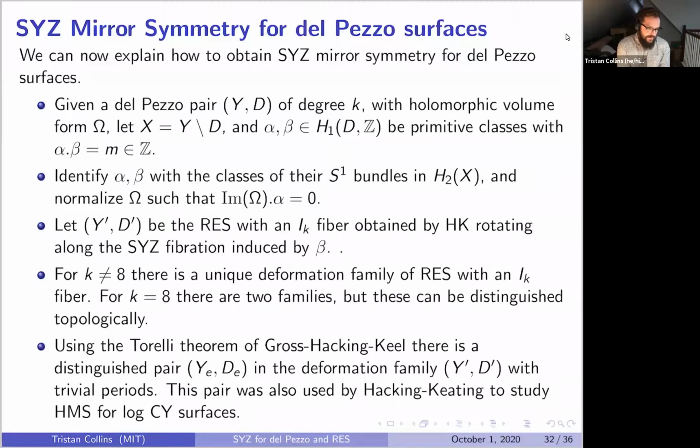So now we can use the Torelli theorem of Gross–Hacking–Keel, and discover that there's a distinguished element in the deformation family of Y', D', which we'll call Y_E, D_E, which has trivial periods. And that's good for us because, if you remember, the Tian–Yau metric is exact. So to match periods, we should look for something trivial. This pair was also used by Hacking and Keating in their recent study of homological mirror symmetry for log Calabi–Yau surfaces.